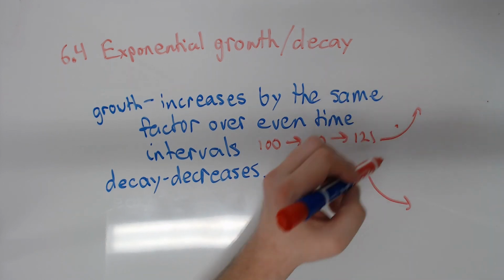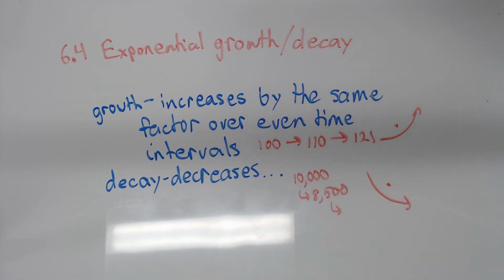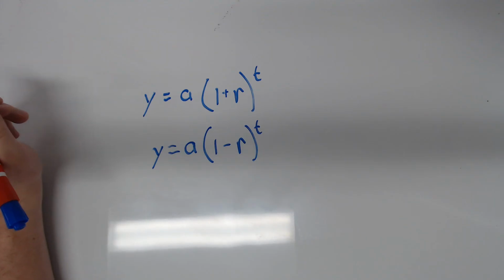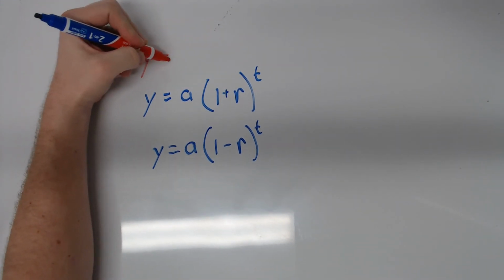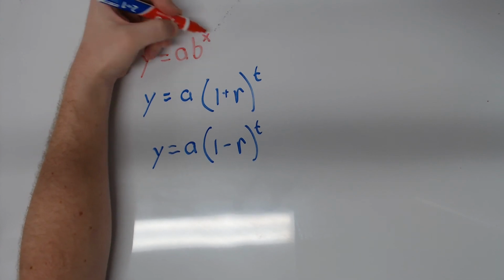So this is what we want our bank account doing. This is what's going to happen to a car over time, or something that loses value after it's brand new. Here we have our equation forms. Let's compare this to what we learned in 6.3.